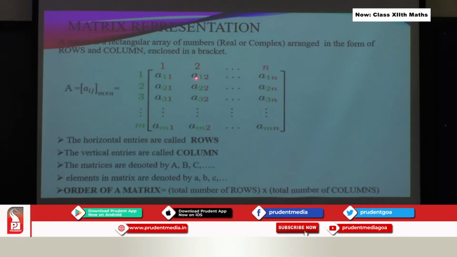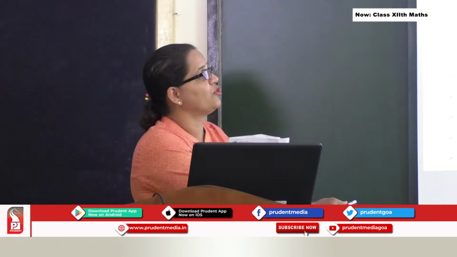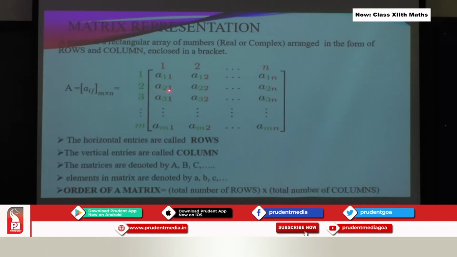Similarly, when you proceed, the place of this particular entry signifies first row and second column, and that's why it is A12. Then when we proceed further horizontally, it is A1n. That means you consider the first row itself but the nth column. Let us go to the second row. When you talk about the second row, this entry is A21.